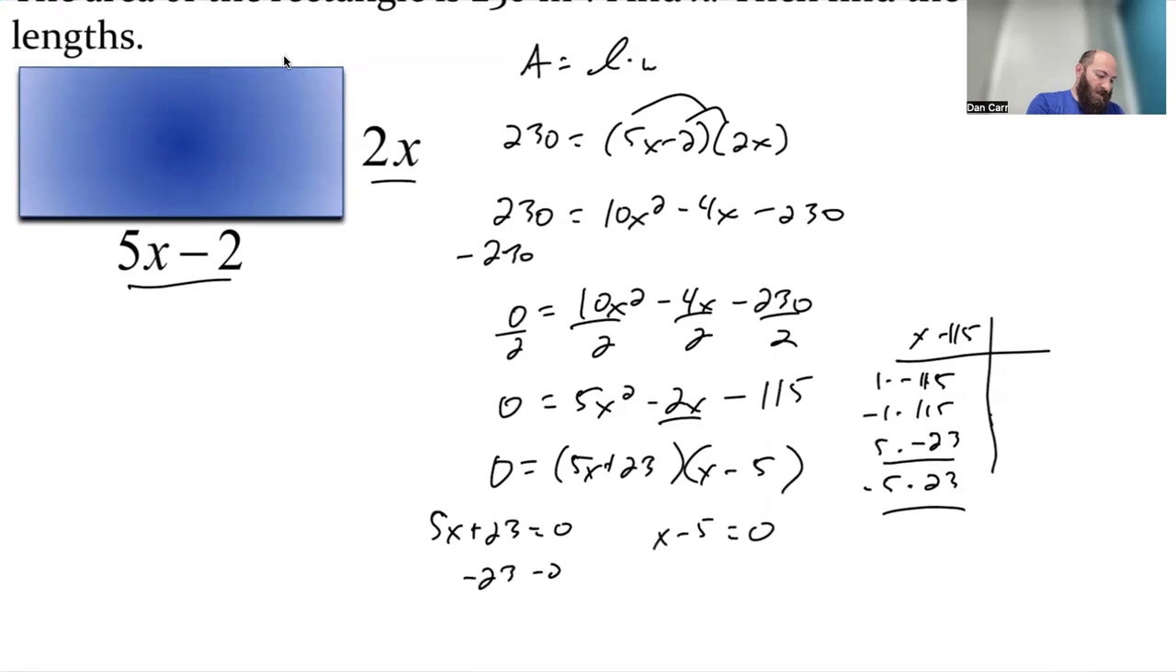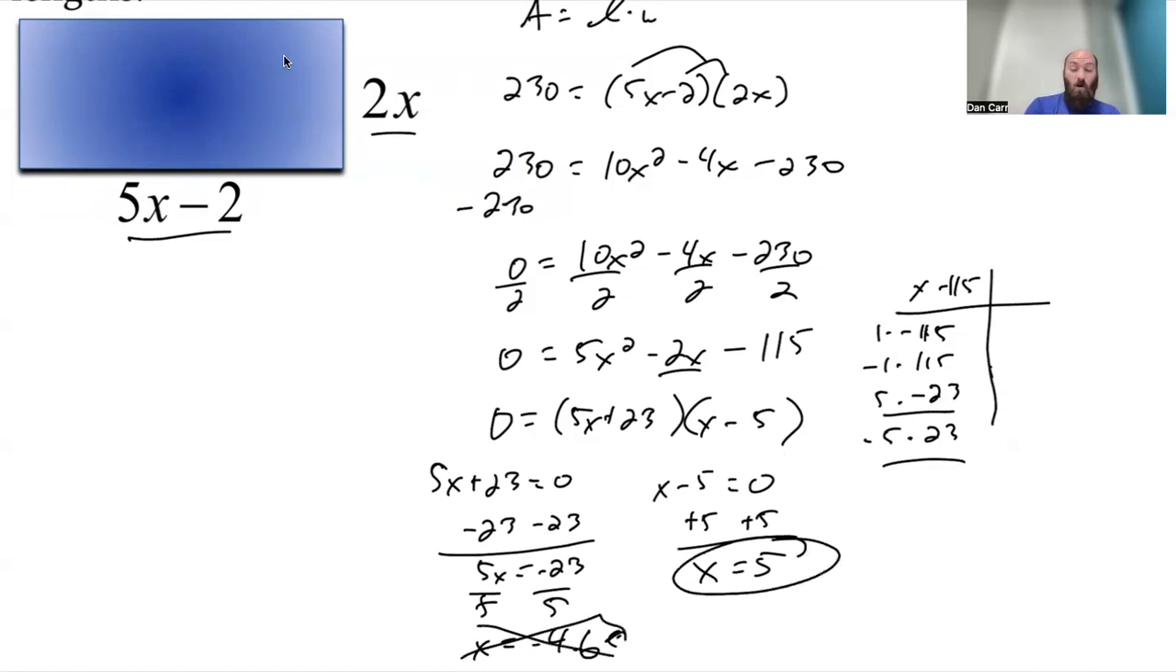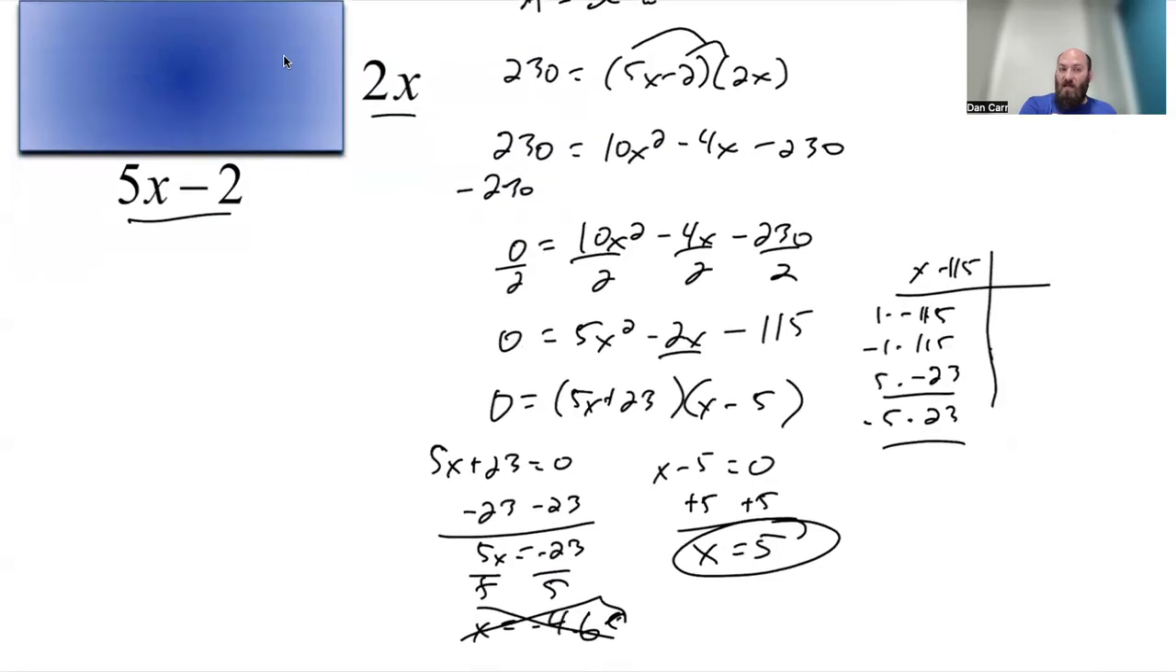So we can subtract that over. 5x equals a negative 23. Divide by 5, and I get negative 4.6, or negative 23 over 5. Here we add 5, and we get x equals 5. Realistically, this would create negative side lengths here. So we're not going to include that one. Our one and only answer is x equals 5. And that's all we wanted was the x equals 5 here.